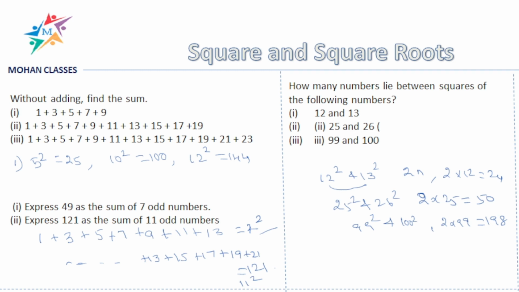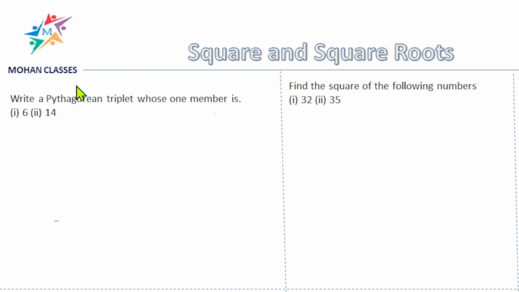Let us move to the last. Here we have to write the Pythagorean triplets. So what is a Pythagorean triplet? What we studied, the Pythagorean triplet is 2m, m square minus 1, m square plus 1. So let us take 6. We have to write the Pythagorean triplet for 6.